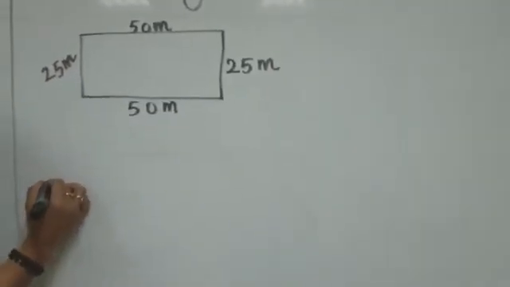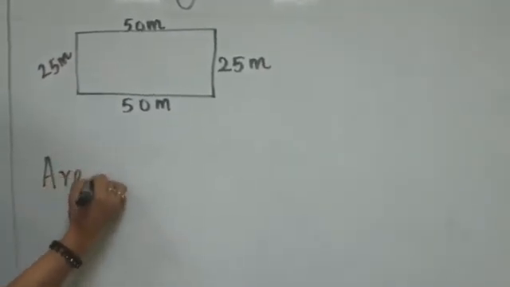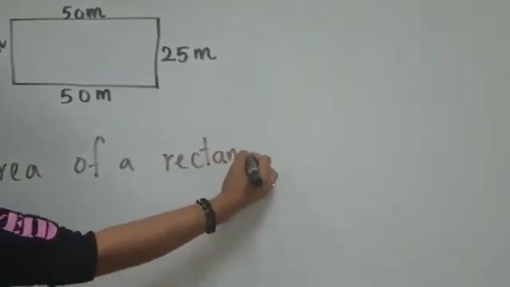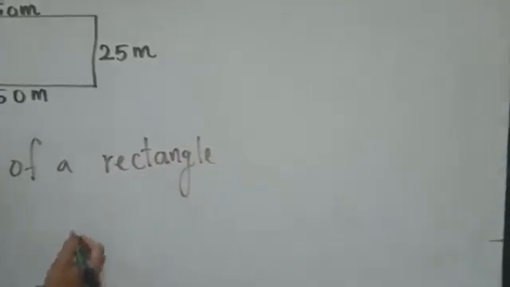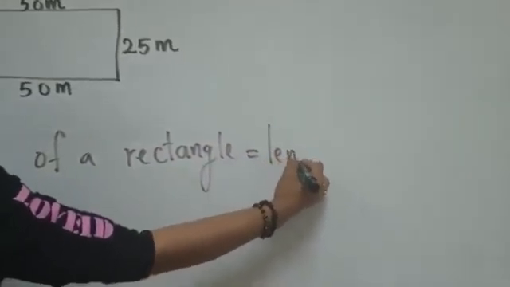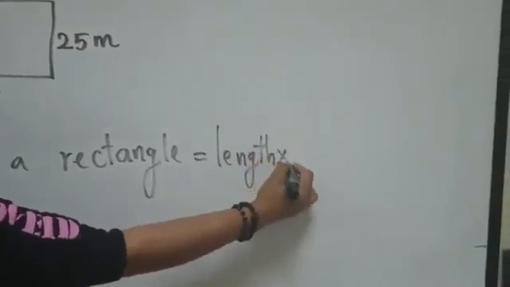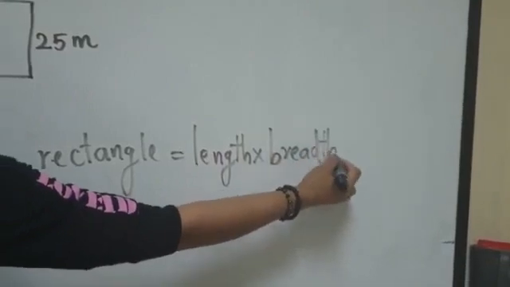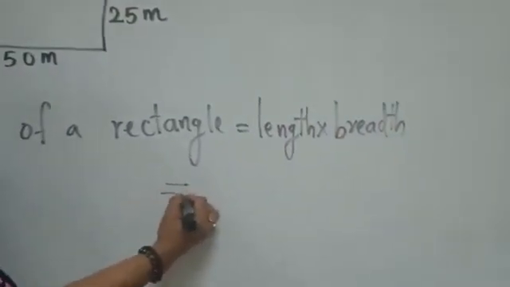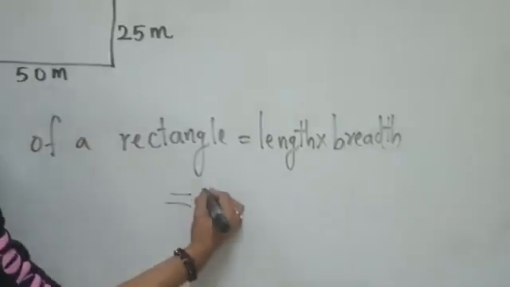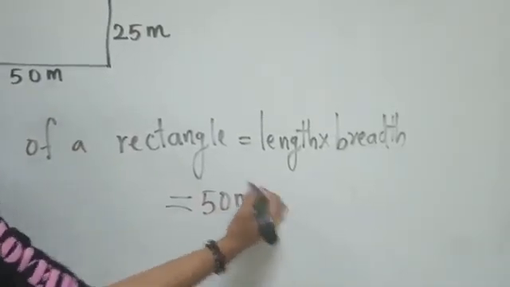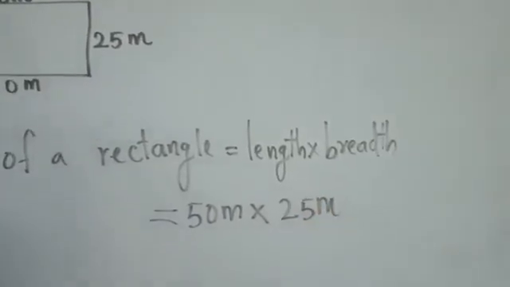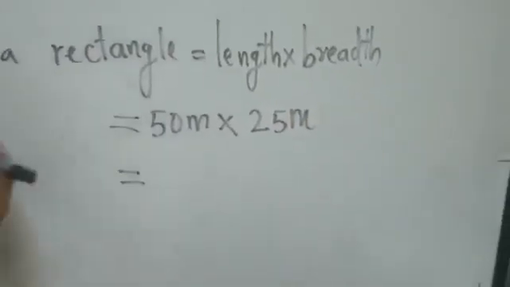So write the equation to find out the area of a rectangle. Area of a rectangle is equal to length multiplied by breadth. That means length is equal to 50 meter multiplied by breadth is equal to 25 meter. Either you can do the working on the right side.